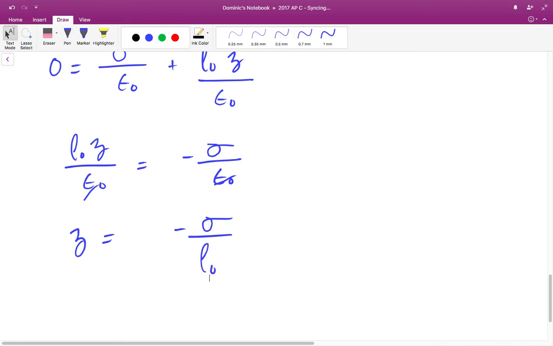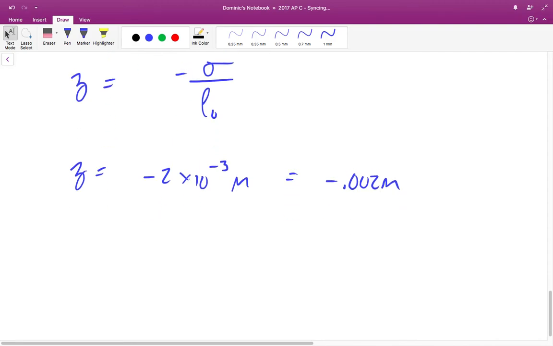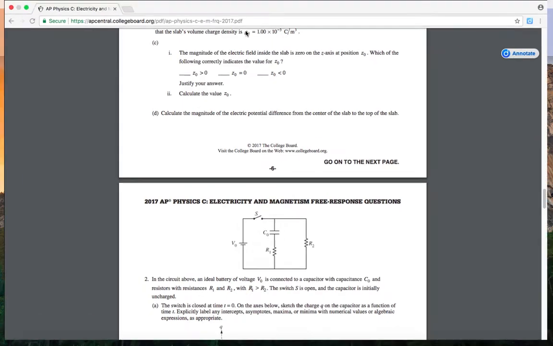If you plug your numbers in, on my calculator I get negative 2 times 10 to the minus 3 meters, which is equal to negative 0.002 meters, so 2 millimeters. Okay, that's all for part C.